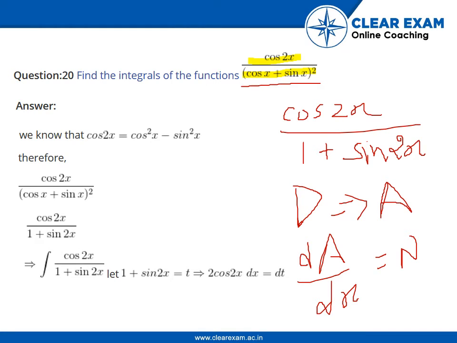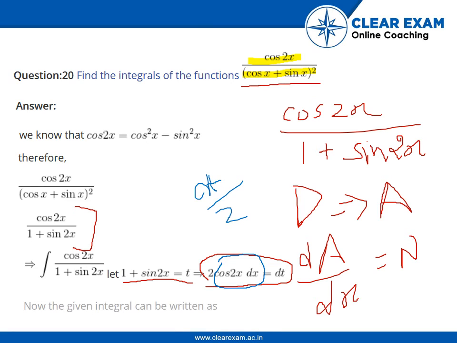Till here they have done the same thing that I showed you, cos 2x upon 1 plus sin 2x. Now they have assumed 1 plus sin 2x is equal to t. Now differentiating it on both sides, we get 2 cos 2x dx is equal to dt. Now you can observe that we have cos 2x dx in the numerator, and that can be replaced by dt by 2, and our integration becomes easy. Now moving to the next slide.